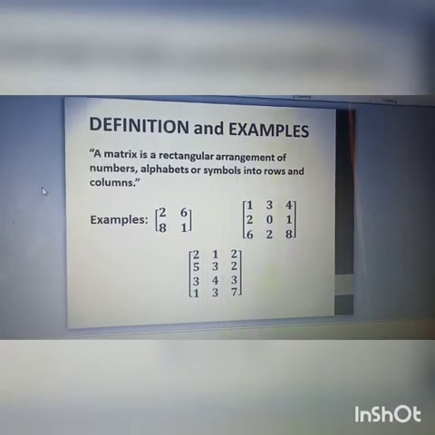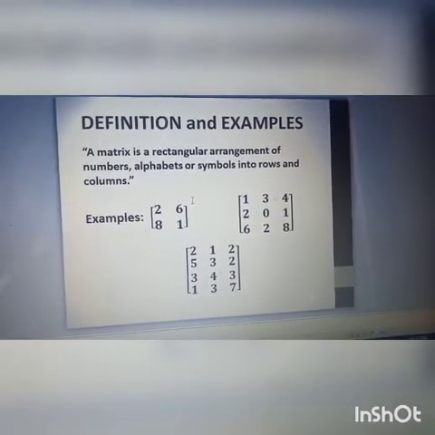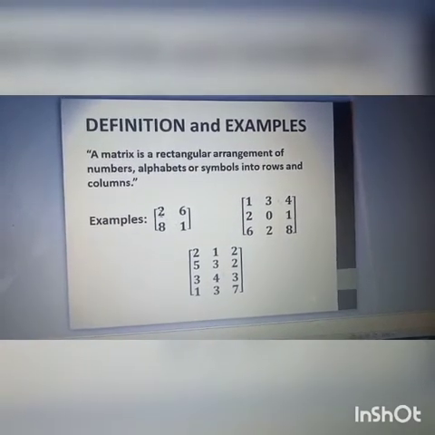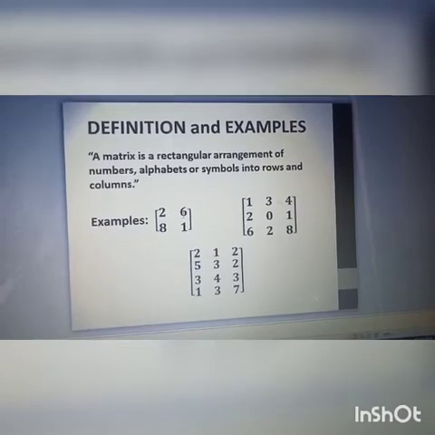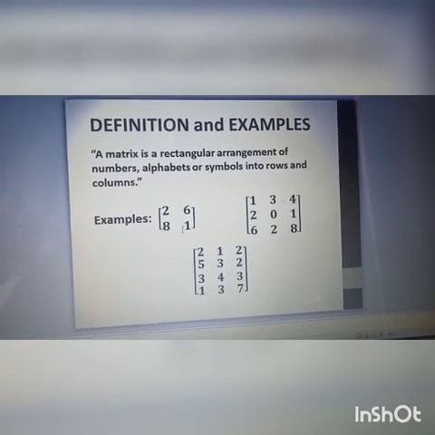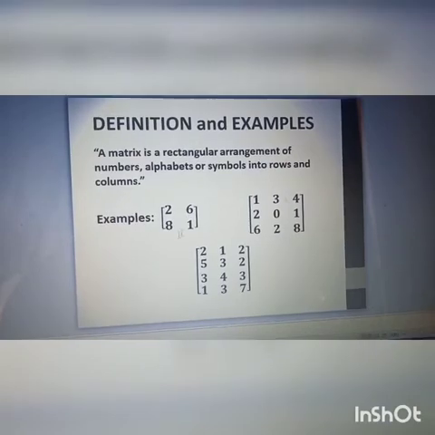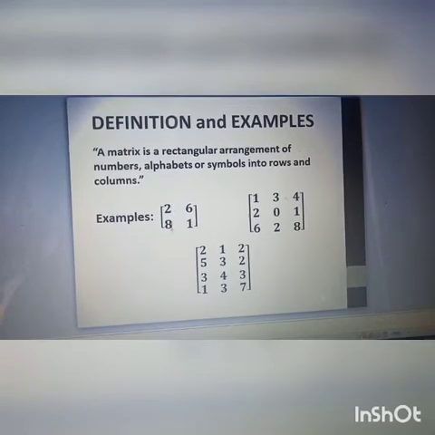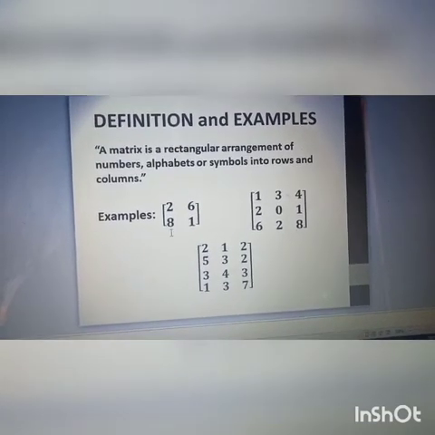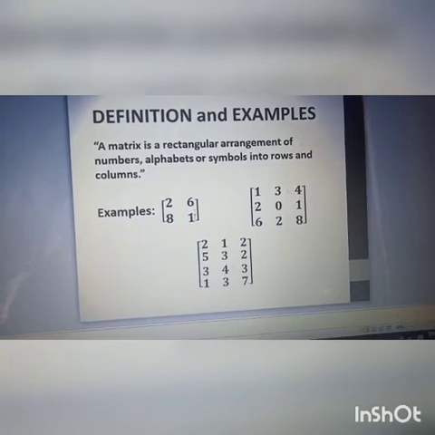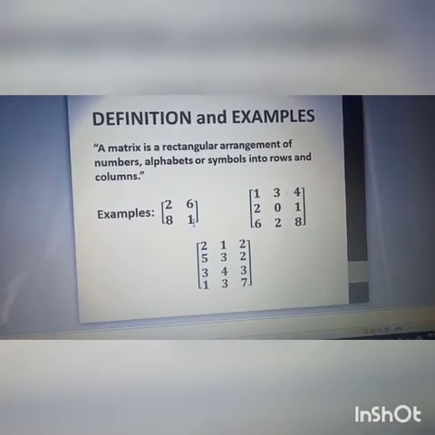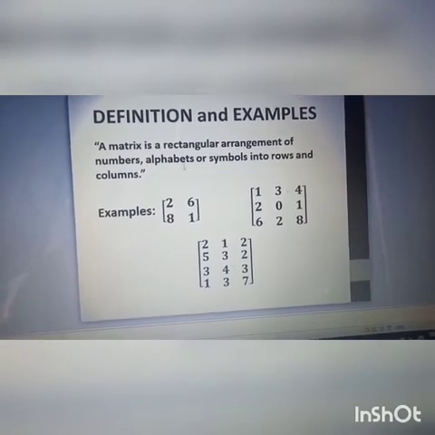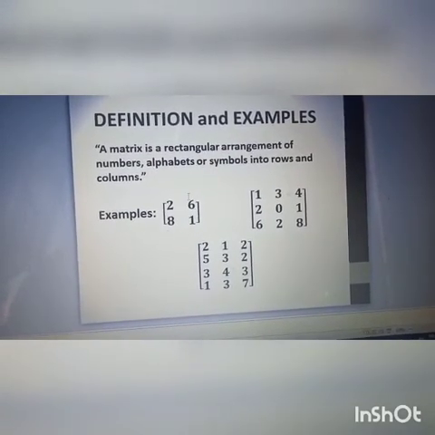Here there are three examples. If you see the first example, this is a square matrix in which the numbers 2 and 6 represent the first row, 8 and 1 represent the second row. So here there are two rows in this matrix. If you see the position of the cursor, 2 and 8 represent the first column and 6 and 1 represent the second column. So in total there are two columns within this matrix. So this is such a matrix in which two rows and two columns are there.